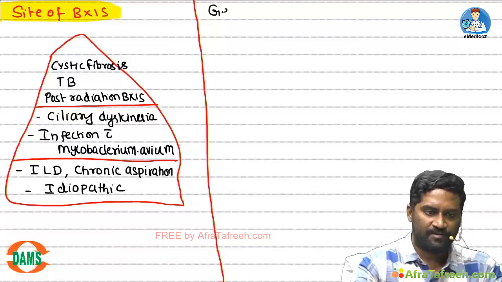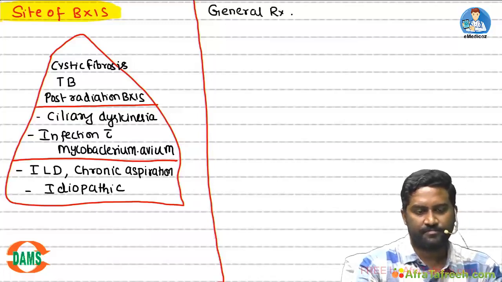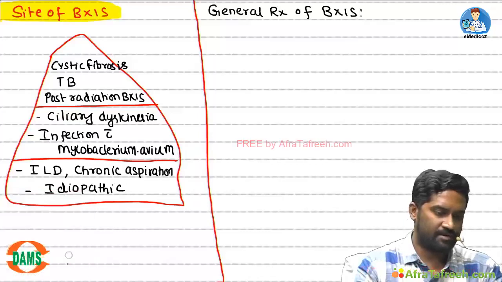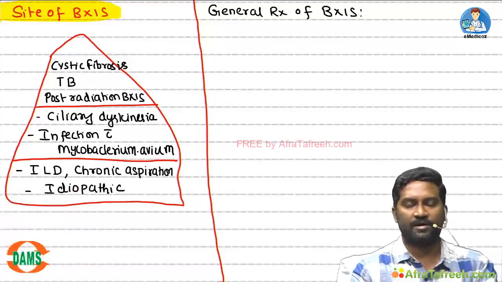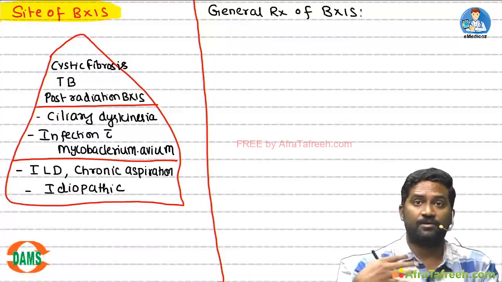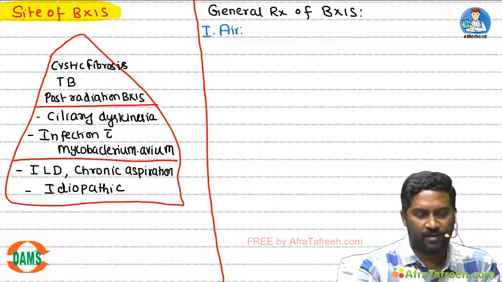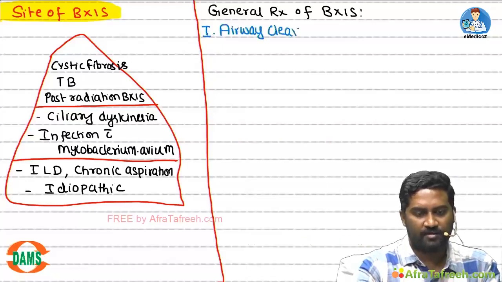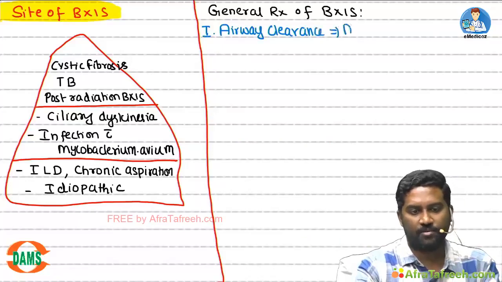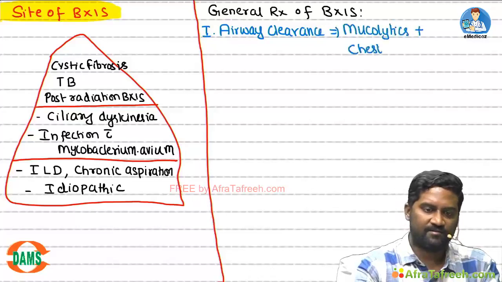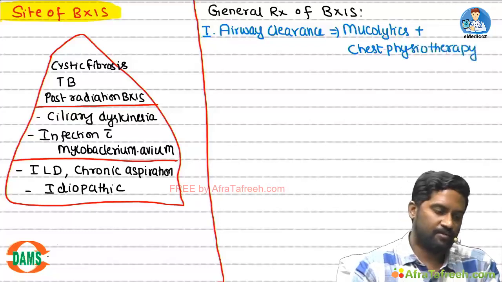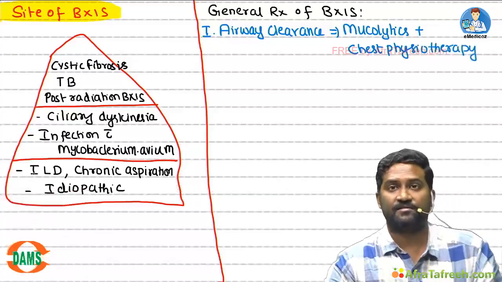Then coming to the general treatment of bronchiectasis. When a patient with bronchiectasis reaches your hospital, how will you treat? The main problem is he will be having thick sputum, very difficult to expectorate. To counter this, I give him airway clearance. In airway clearance, I prescribe mucolytics, along with chest physiotherapy. What is the benefit of mucolytic? It is going to make thick secretions thin.